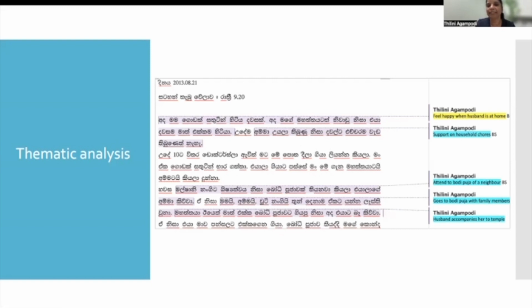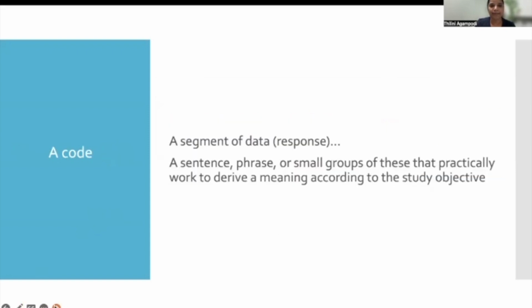So she gets help from the mother. That is also a benefit of the relationship, right? Mother's support is there, right? So you label it as so. Likewise, so that is a code, right?